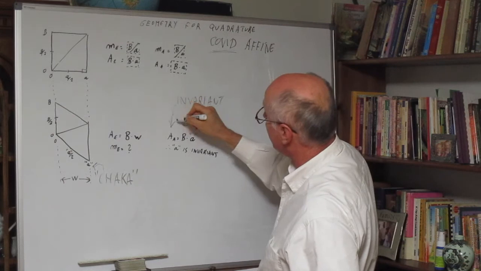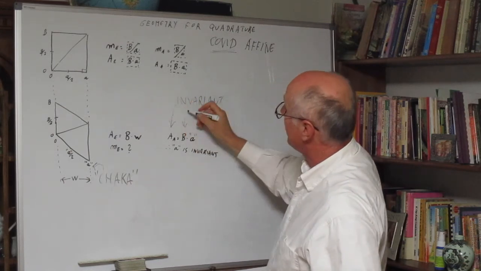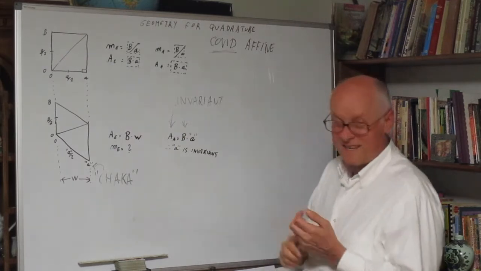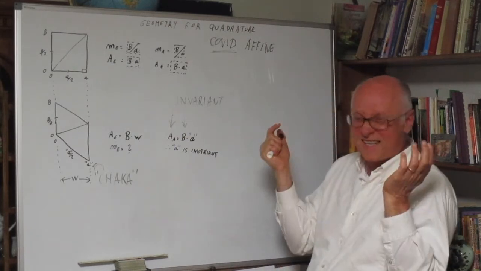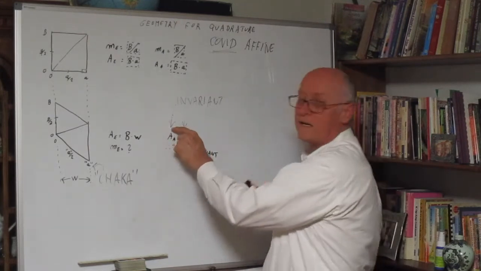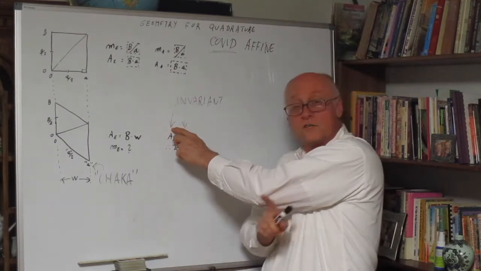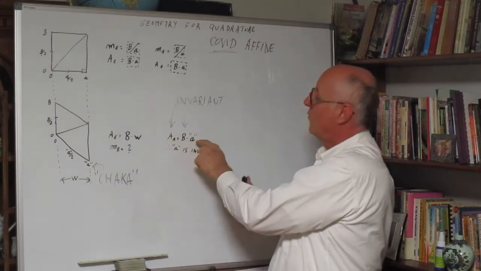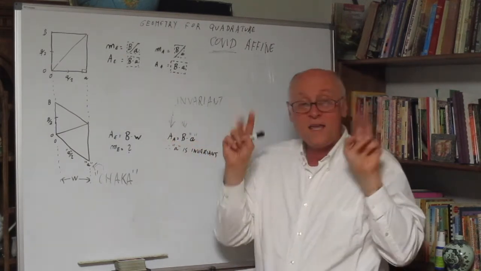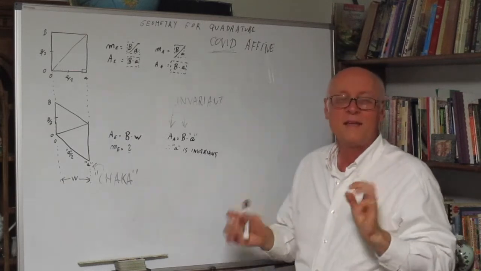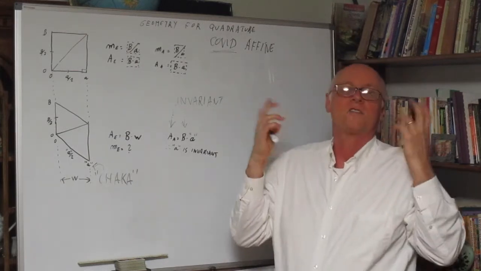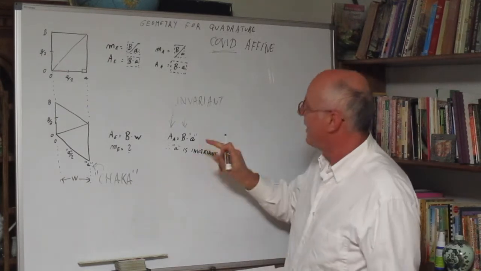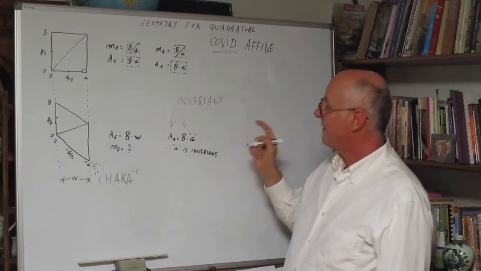Invariant. You've got A, area, and you've got B. Now think about this. You really have to think this through. If A is invariant, constant under a change, and B is invariant, what does that make B? It has to be constant. It can't change. It's invariant. This one, A, is invariant.